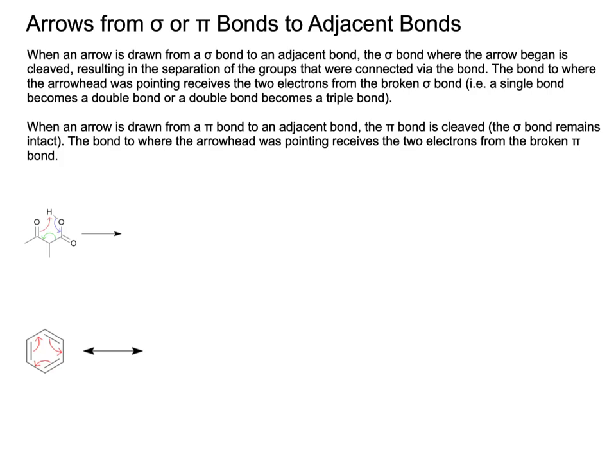When an arrow is drawn from a pi bond to an adjacent bond, the pi bond is cleaved, while the sigma bond remains intact, of course. The bond to where the arrowhead was pointing receives the 2 electrons from the broken pi bond. Go ahead and pause the video and work on these 2 examples.